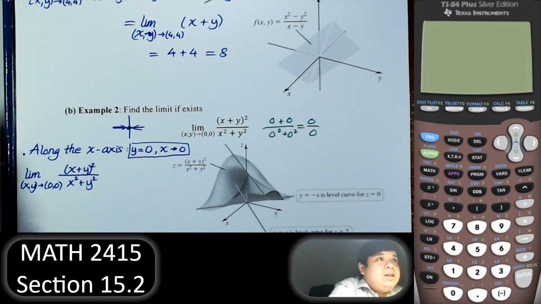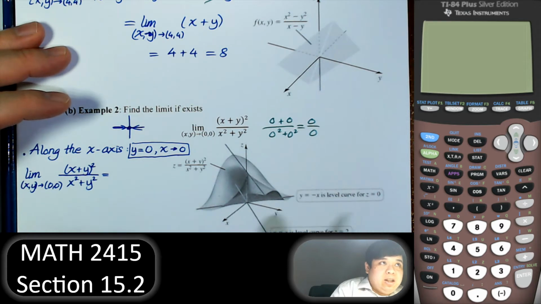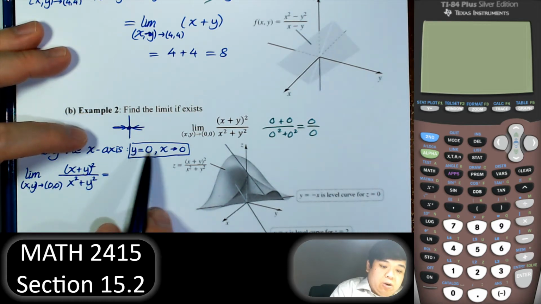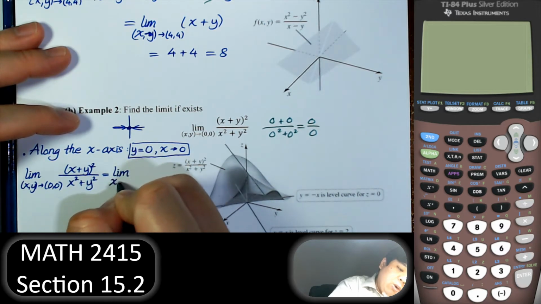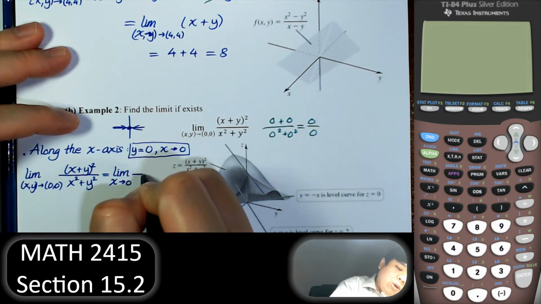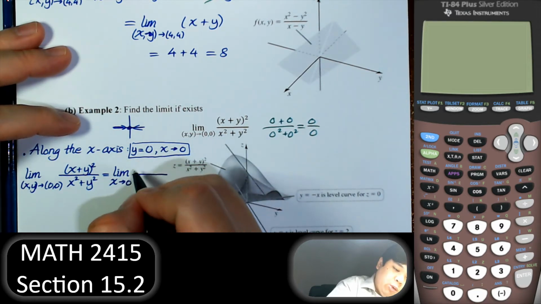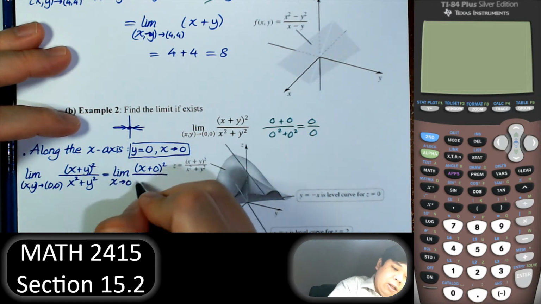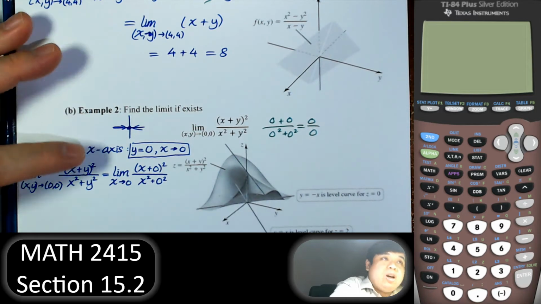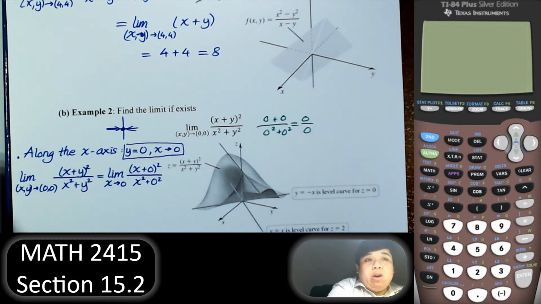So we have that. Now, since we go along the x-axis, y is equal to 0 and x goes to 0, so we just have the limit as x goes to 0, as we set y equal to 0. Right? So we have x squared plus 0 squared, x squared plus 0 squared. So y is equal to 0. We're going to just let x go to 0. That is where we go along the x-axis.